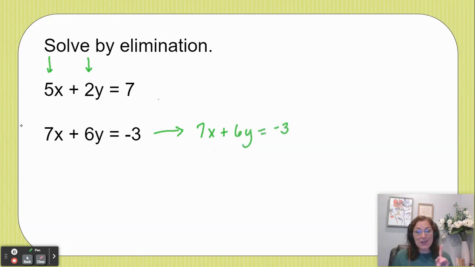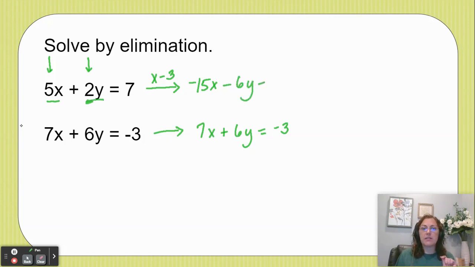All right, but the first equation, I am going to have to do something because remember, I want a negative 6 right here. So what I have to do is say, okay, well, 2 times what would give me negative 6? And that would be negative 3. So I'm going to multiply this whole equation times negative 3. So 5x times negative 3 would give me negative 15x. And 2y times negative 3 would give me negative 6y. And 7 times negative 3 would give me negative 21. So now I have the same number in front of the y's, but one's positive, one's negative. That's going to work perfectly.